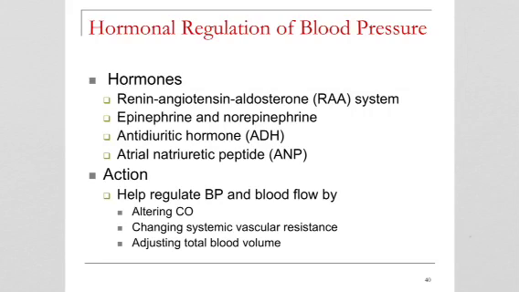Hormonal regulation depends on a couple of things. Number 1, RAA, renin-angiotensin-aldosterone system. Number 2, epinephrine, norepinephrine. Number 3, antidiuretic hormone. Number 4, atrial natriuretic peptide, ANP. These are all for regulating the blood pressure and the blood flow, and they do it in 3 ways: changing the cardiac output, changing the resistance, and adjusting the blood volume.